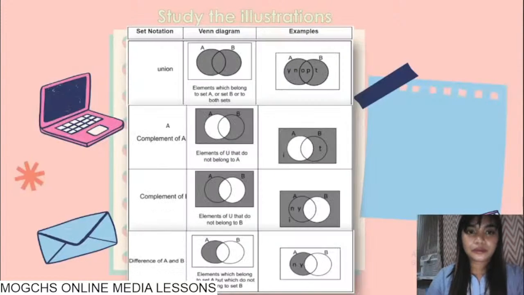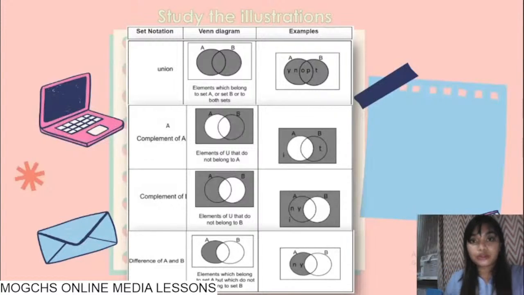Okay? Next, the union. The elements which belong to set A or set B or to both sets. In the Venn diagram, both sets are shaded. It means all elements are united or in the set A or the set B. For the examples, the elements in set A are N, Y, P, and O, and the elements in B are P, O, and T. So there are elements in both set A and set B.